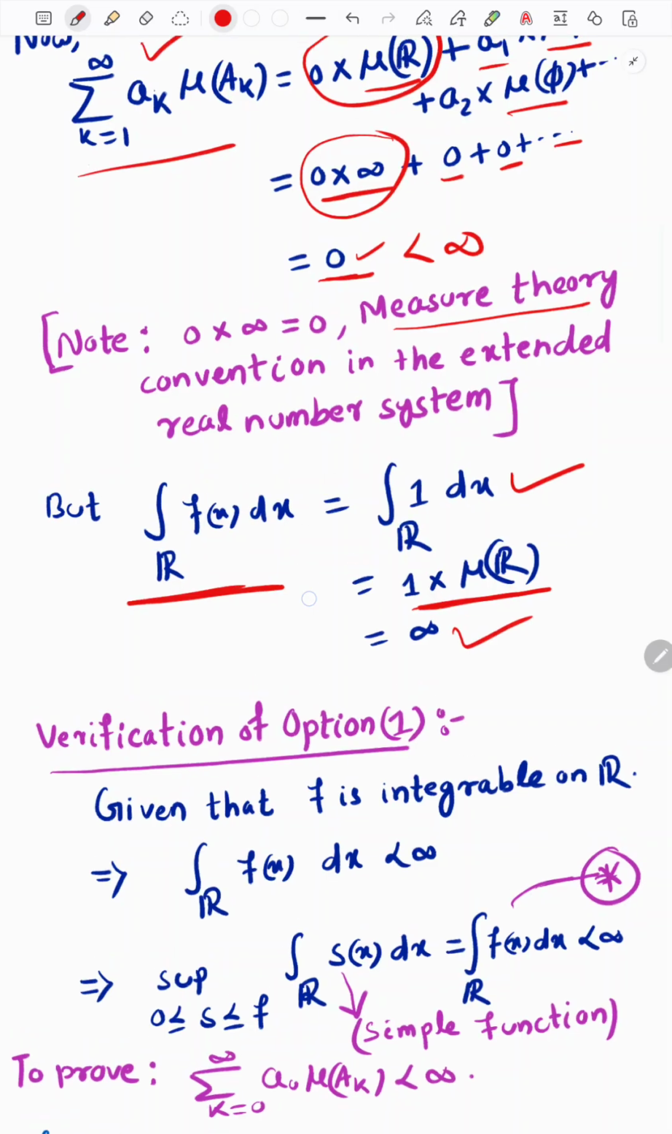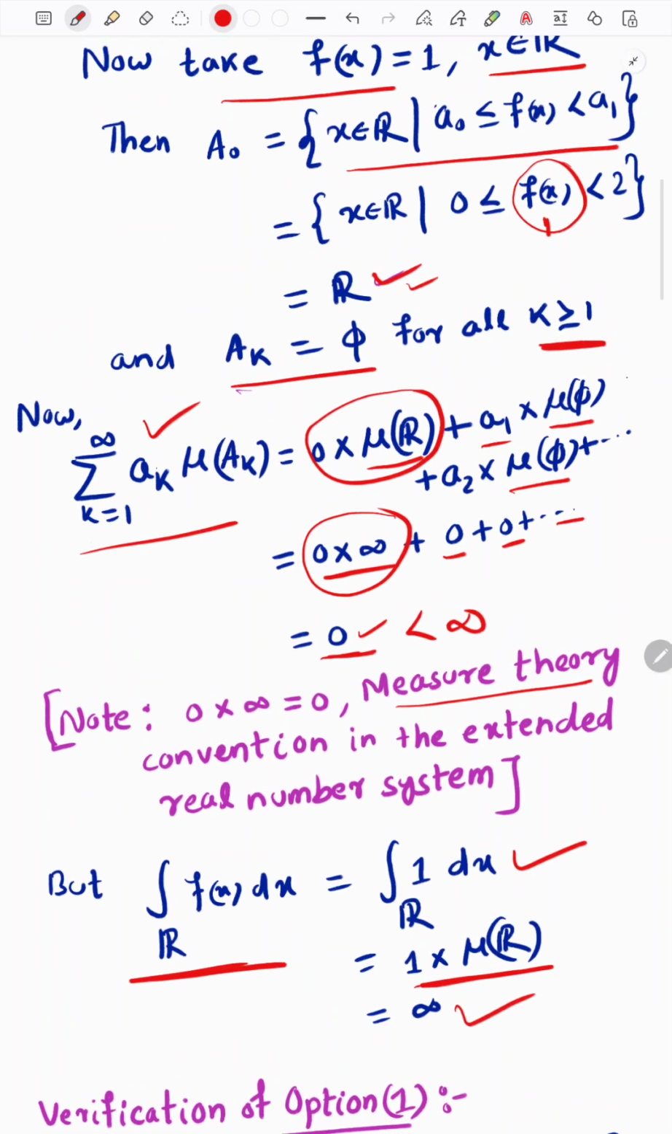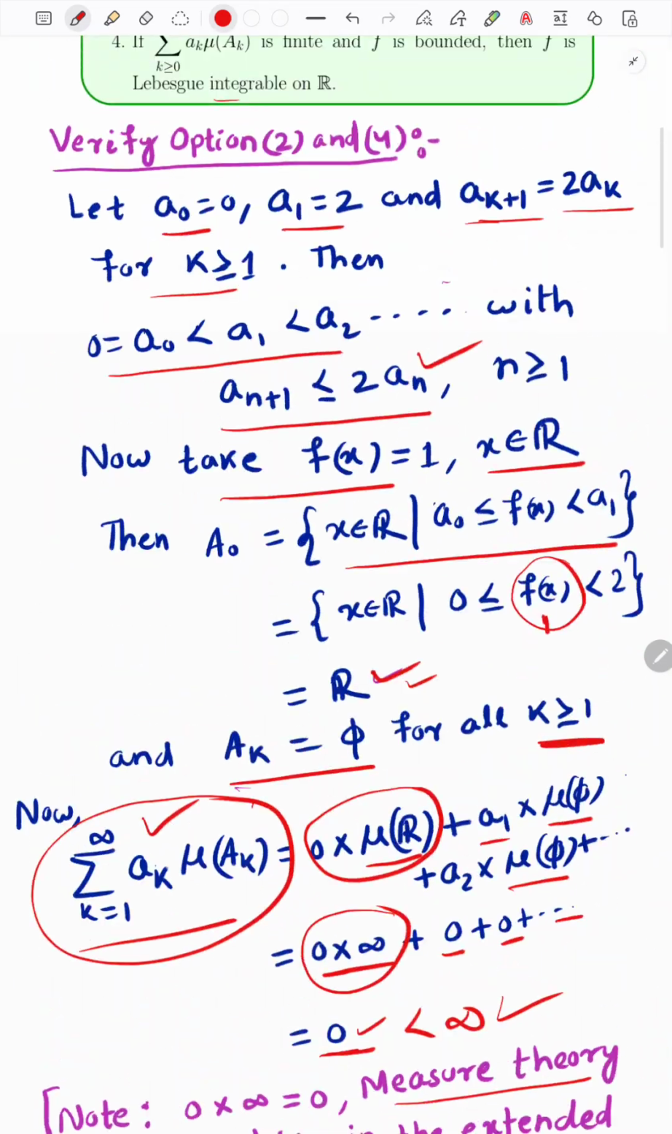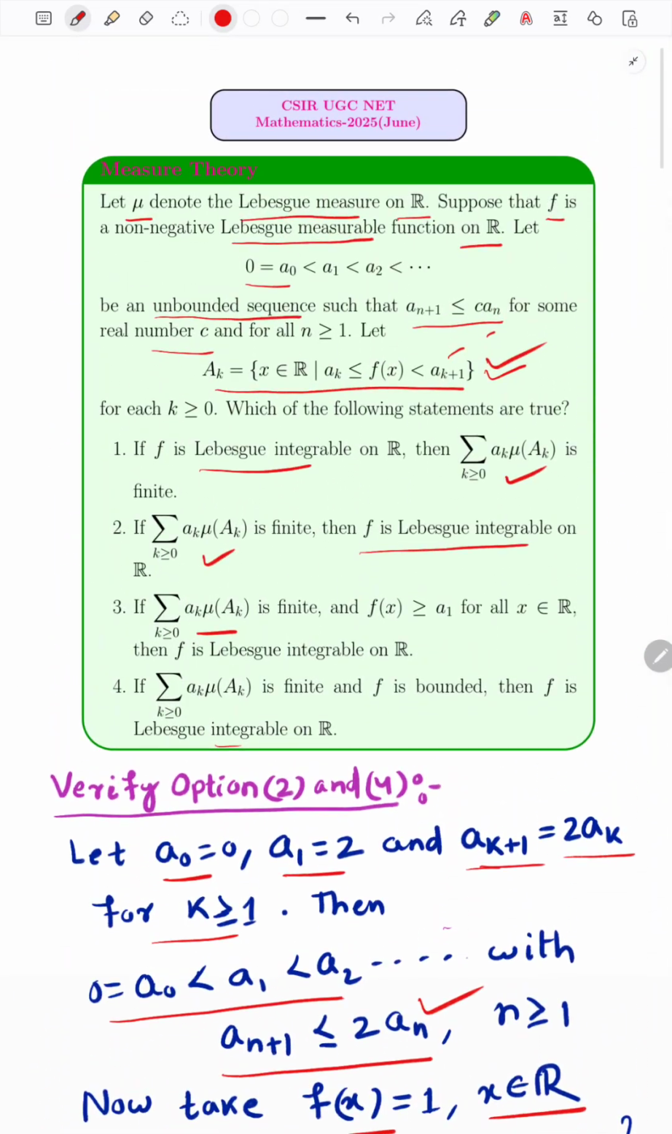So we create a counterexample in which this series is finite, but f is not Lebesgue integrable. This value is infinite. What does it mean? f is not Lebesgue integrable. So we create a counterexample. Let us verify option 2 and 4.